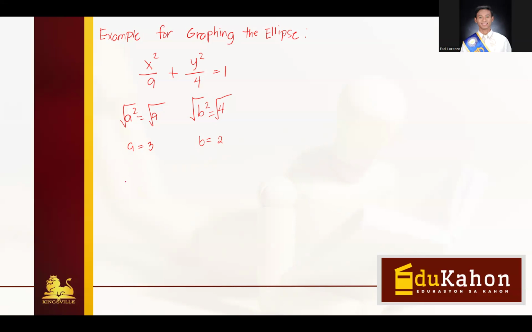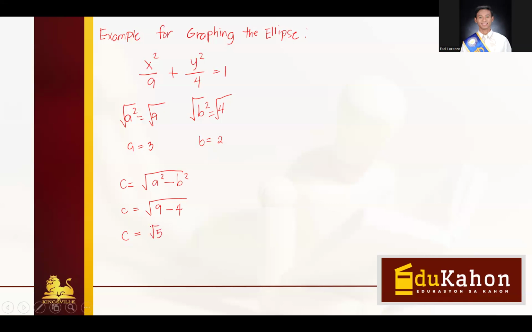So let's also get the value of c. The value of c here is the distance of your foci from the center. So c is equal to the square root of a squared minus b squared. We know that a squared has a value of 9, and the value of b squared here is 4. The difference of 9 and 4 is 5. So the value of c here is the square root of 5.